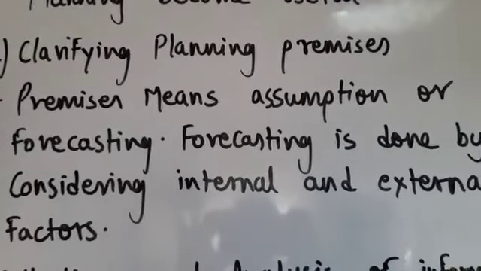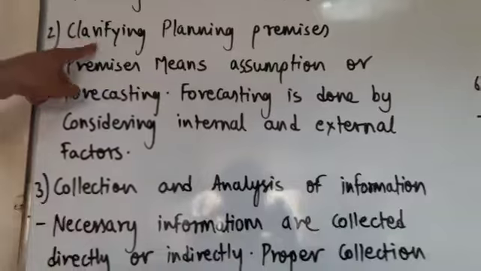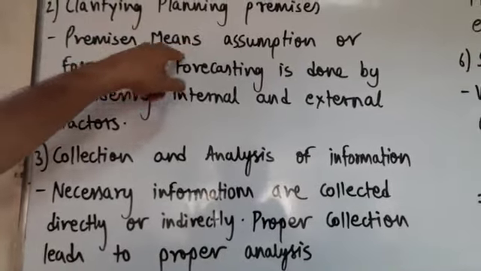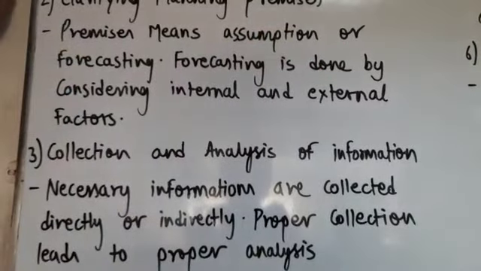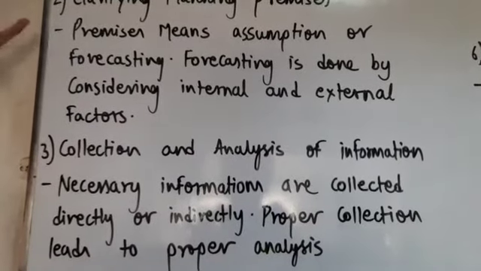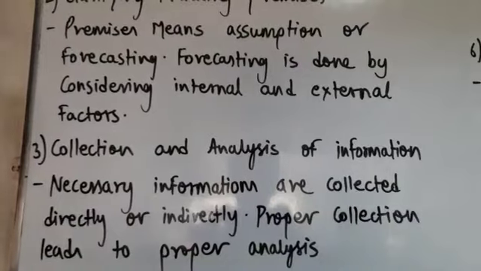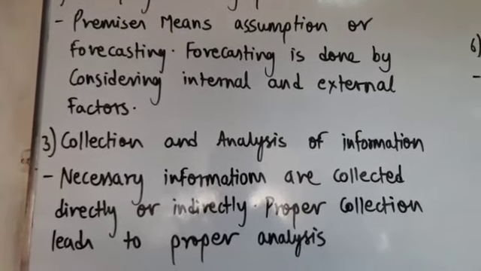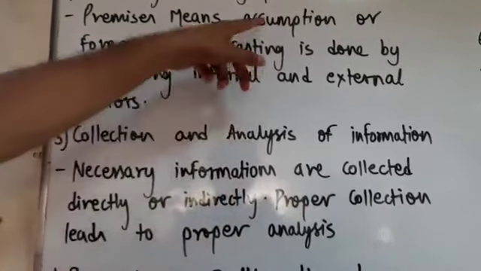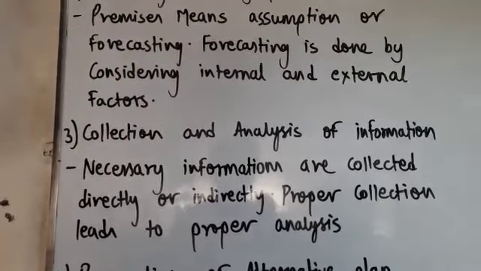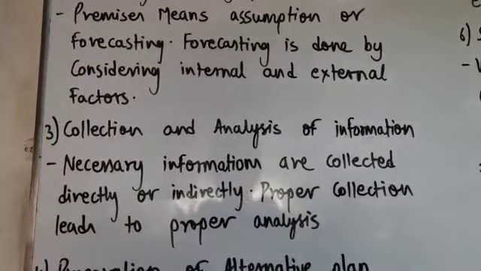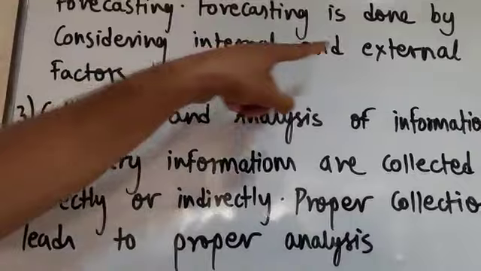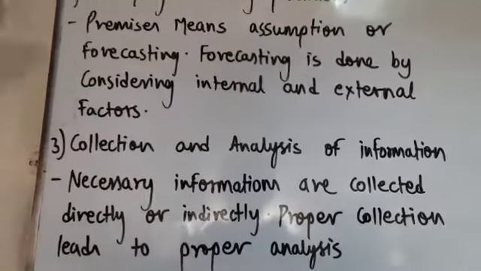Let's go towards the second step, that is clarifying planning premises. Here premises means assumptions or forecasting. What do you mean by forecasting and assumption? Forecasting means to decide or to see what is going to happen in the future. Assumptions means assuming that these things are going to happen. Forecasting is done by considering internal as well as external factors.